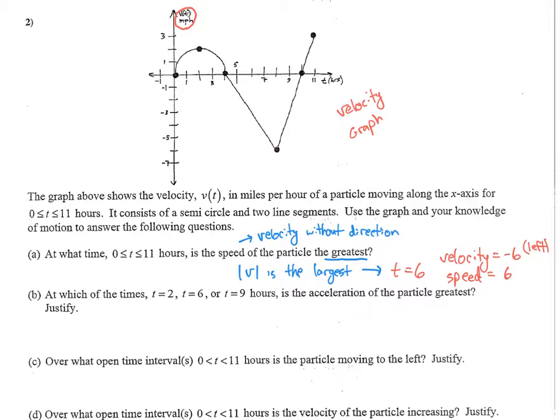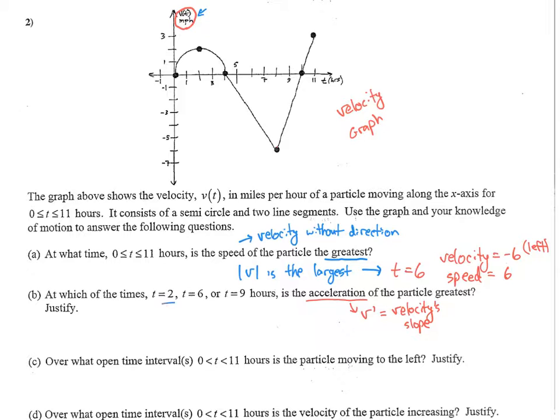Okay, let's go on to the next piece. It asks, at which of the times t equals 2, t equals 6, or t equals 9 hours is the acceleration of the particle the greatest? So the acceleration of a particle is found by looking at the derivative of velocity, or in other words, the slope of velocity. So if we're wondering about acceleration in this problem, we want to look at the slope of velocity. And that's especially important for this graph because this is the graph of velocity.